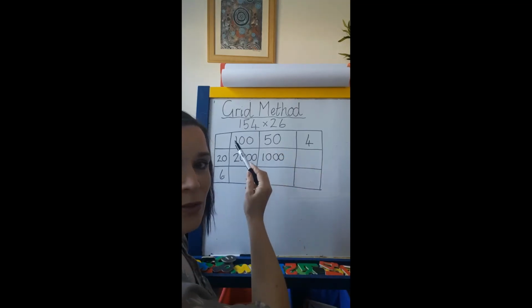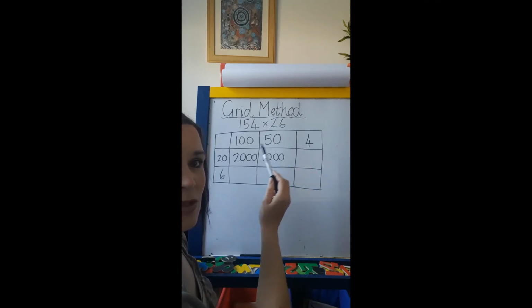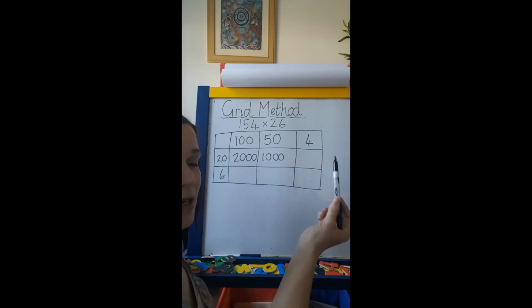And then here we have 20 times 4. So 20 times 4, 2 times 4 is 8. Put a 0 back on to make it 10 times bigger, is 80.